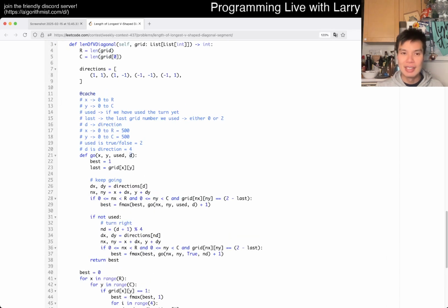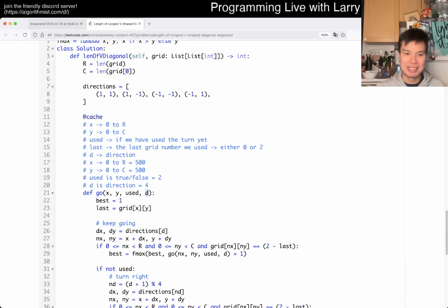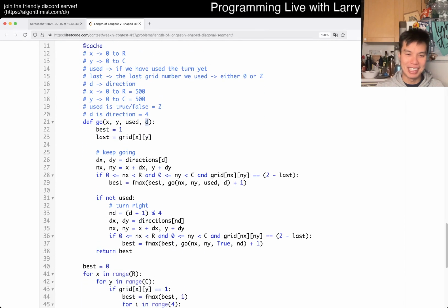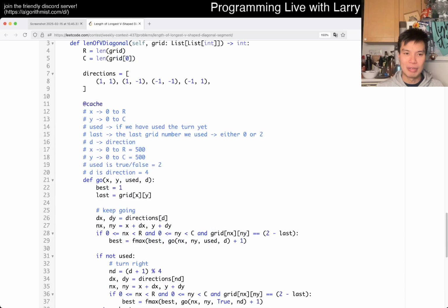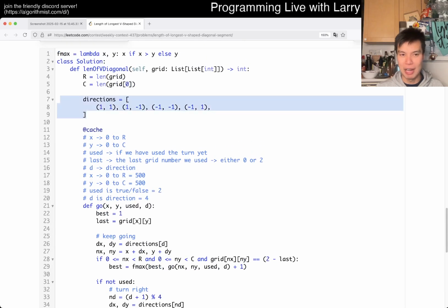And that's it. Let me show you the code again, but from here so that you could actually see it. This is the DP code. This is the kickoff code. And of course, if you want to make sure, these are the directions that I have. And that's all I have for this one. Let me know what you think.